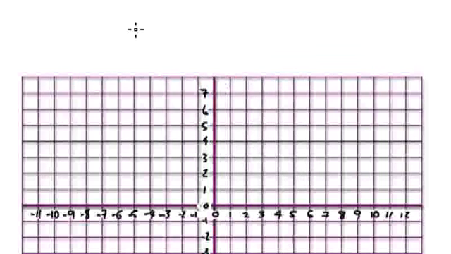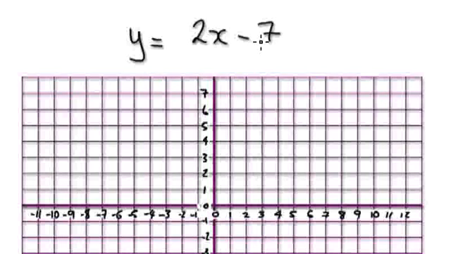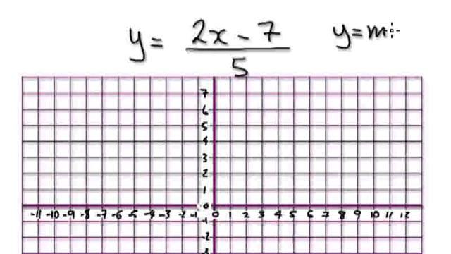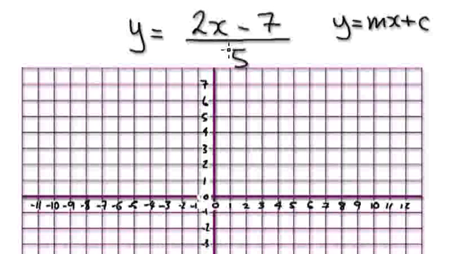Okay, so next question here, y equals 2x minus 7 over 5. Okay, so remember, when you get given this here, try to visualize it inside your mind as y equals mx plus c. So maybe you have to split this fraction up. Well, do whatever you have to do. So press pause and have a go.